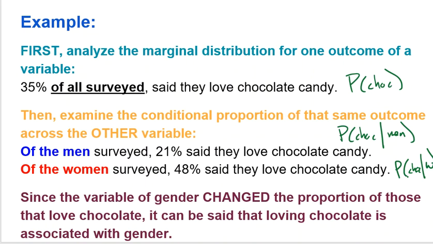So I have that baseline to compare to. 35% of all people surveyed love chocolate. But of the men, it goes down. Of the females, it goes up. Clearly, there is an association here. Something about your gender definitely is related. Now, please don't use the word cause. Do not say, hey, I saw that you're a boy, that's going to cause you to like chocolate. No. Just relationship here. But there's definitely an association going on here.